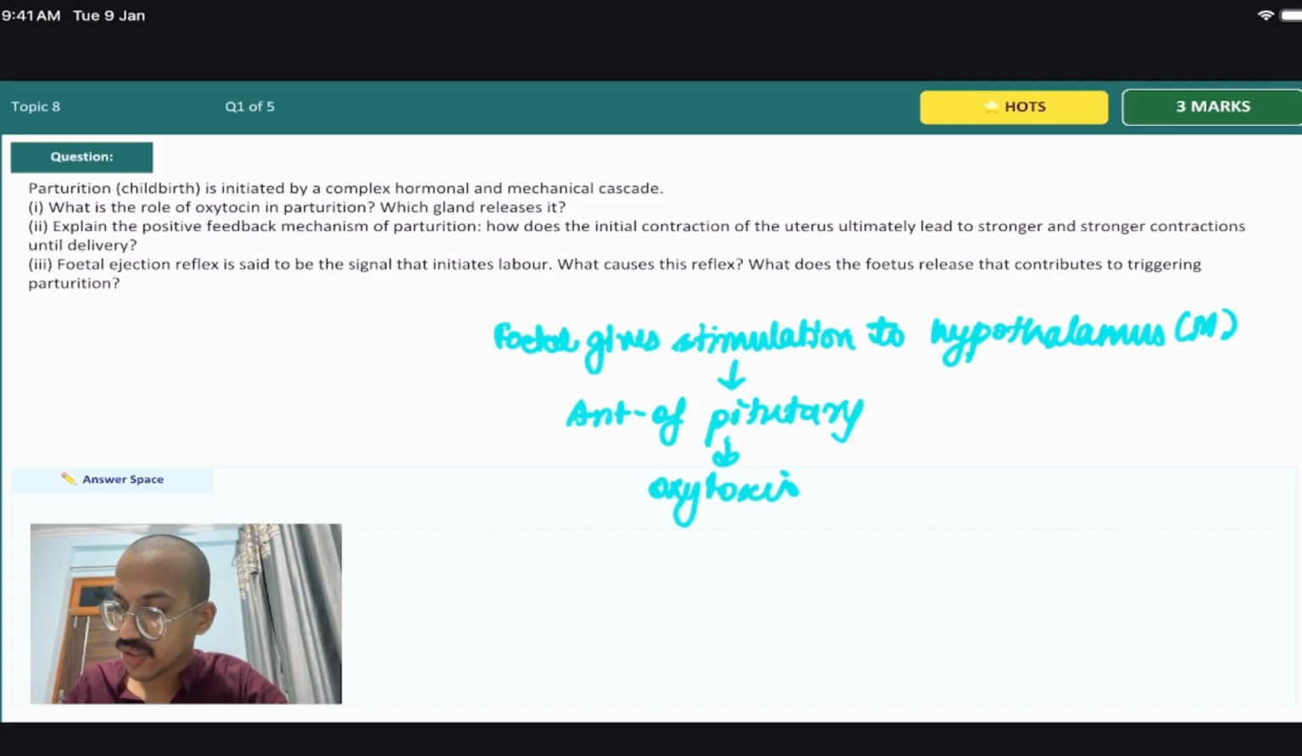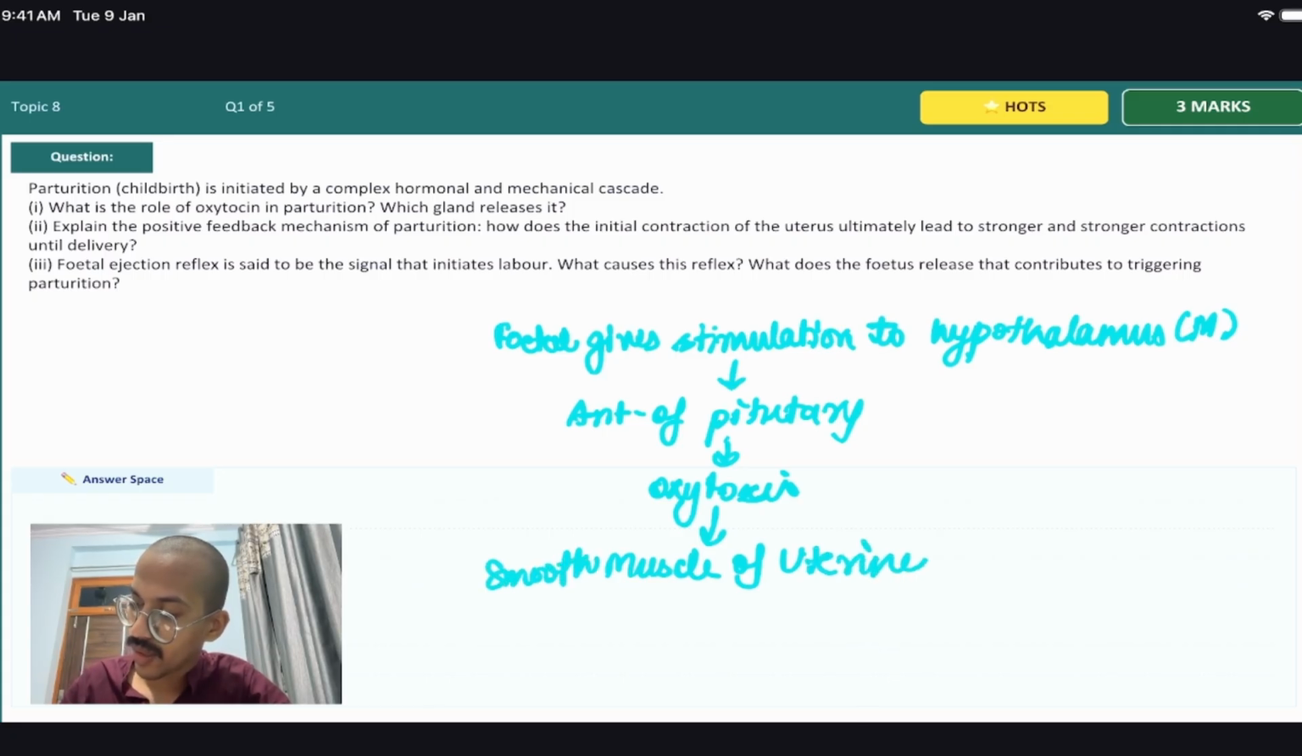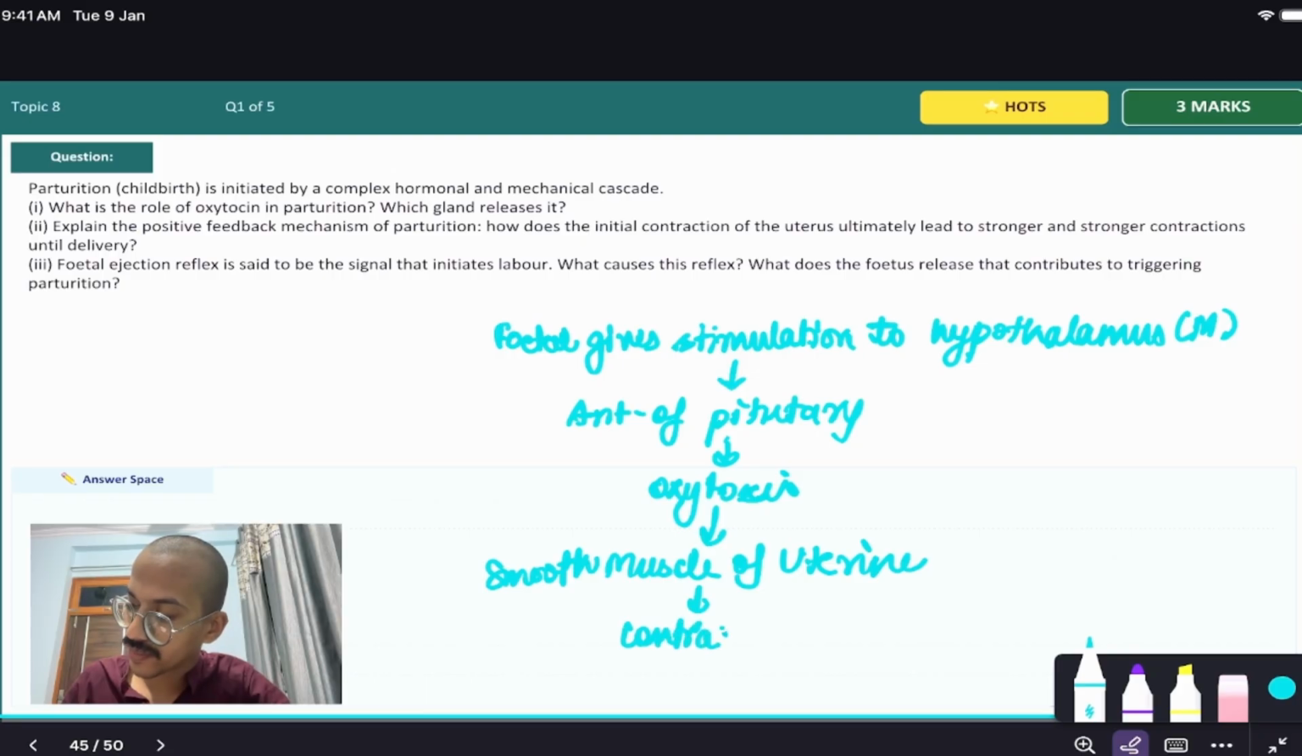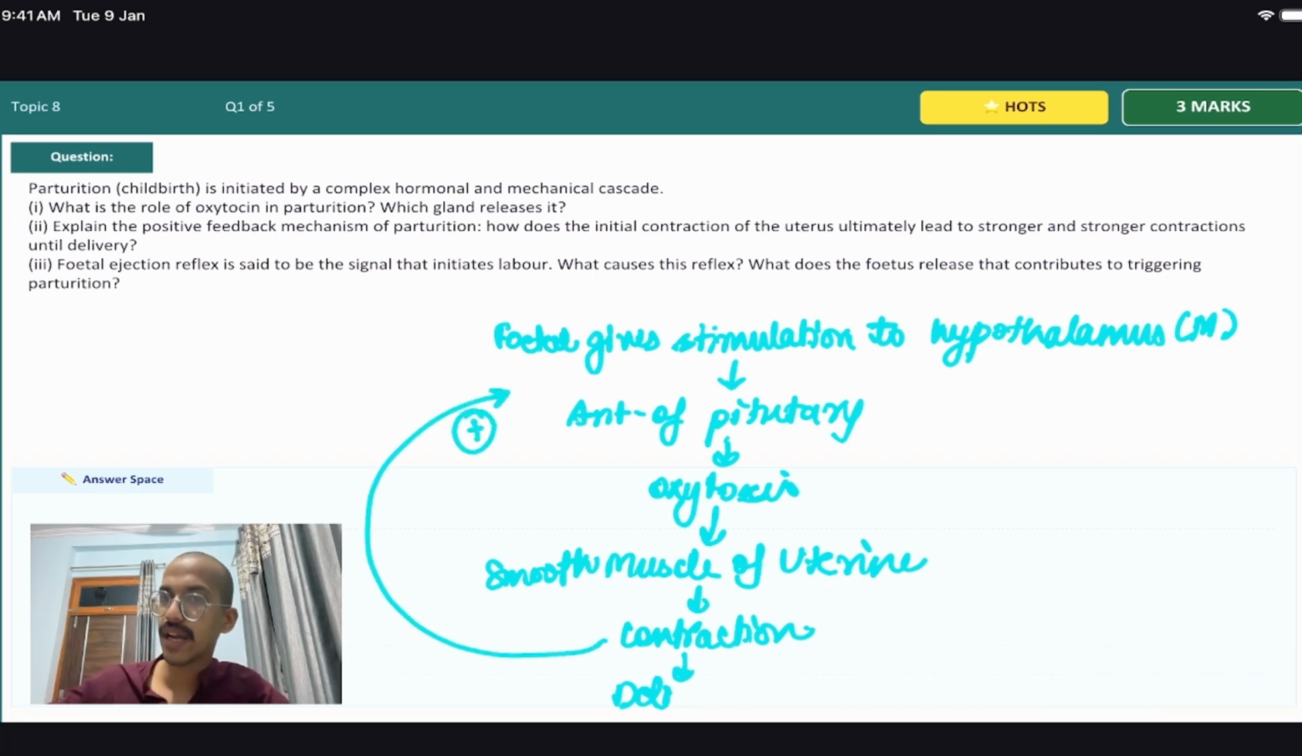This oxytocin acts on the smooth muscles of the uterus, and it will cause contractions. These contractions push the baby outward. Now as the contraction occurs, this gives a positive feedback, so more contractions keep on coming. So the fetal ejection reflex is there. The fetal ejection reflex is said to be the signal that initiates labor.